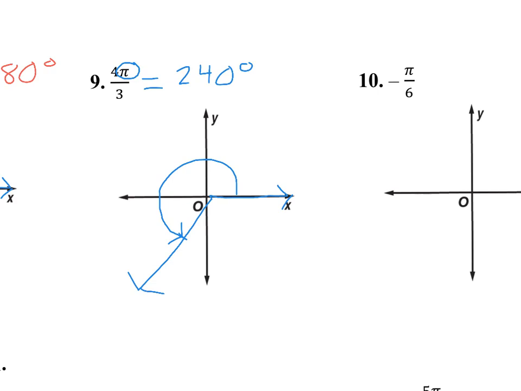Then I draw the triangle. Alright, remember after I had gone 180, I wanted to go 60 more. So that means the reference angle is 60 degrees. Theta's here, but remember, since they gave us the angle in radians, we need to answer in radians. So 60 is a third of 180, which means it's a third of pi.